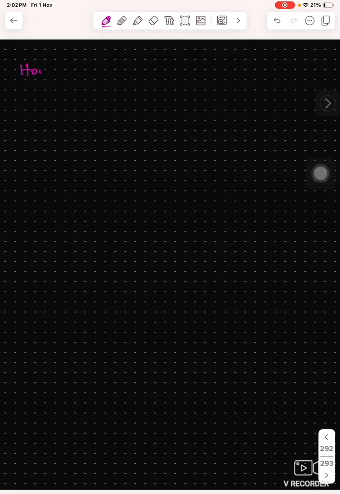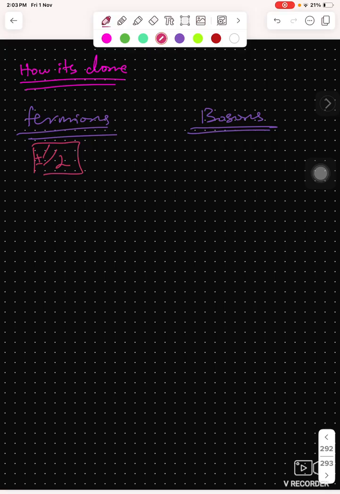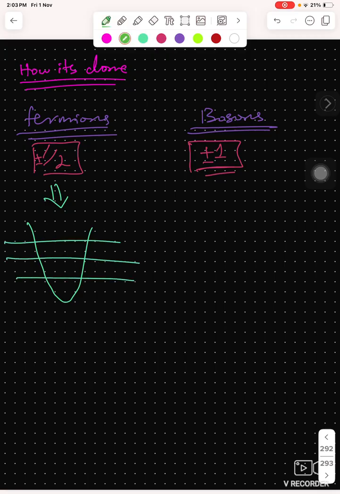So how it's done: we know that there are two types of particles, fermions and bosons. Fermions have half integer spin, plus minus half integer spin, whereas bosons have integer spin. The property of fermions is that they can exist on the same energy level in a group. They like to be on that level.